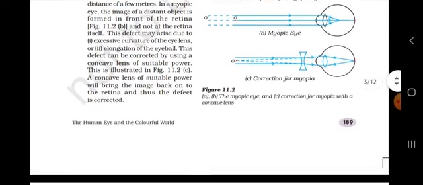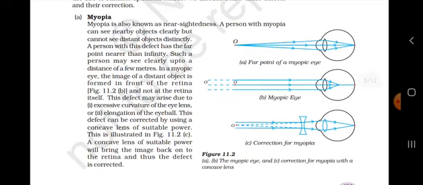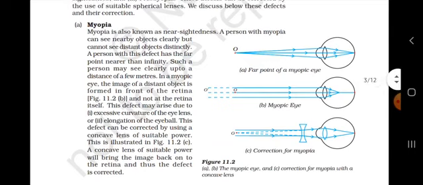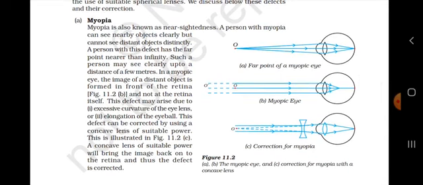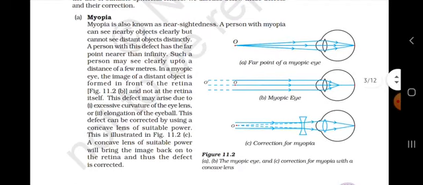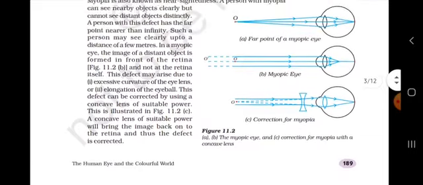Fine, I hope you are clear with this. Myopia is also known as nearsightedness. We can see nearby objects clearly but cannot see far objects clearly. And another thing was what? There are two main reasons for myopia: the excessive curvature of the eye lens, and the elongation of the eyeball. Concave lenses are the correction for this. I hope you are clear with the myopic eye.